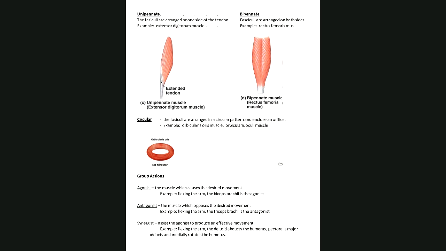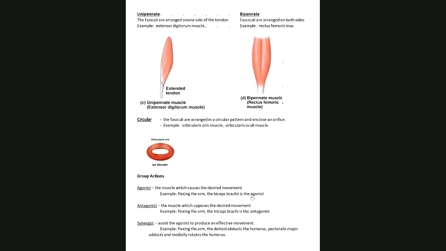Well, there's another set called antagonist. Antagonist, the muscle which opposes the desired movement. Flexing the arm, the triceps is the antagonist. Okay, so when you flex your arm, the agonist is the biceps on top. And as that muscle shortens and it moves, raises your forearm, the triceps on the underside is being stretched. So they're resisting that movement by being stretched.